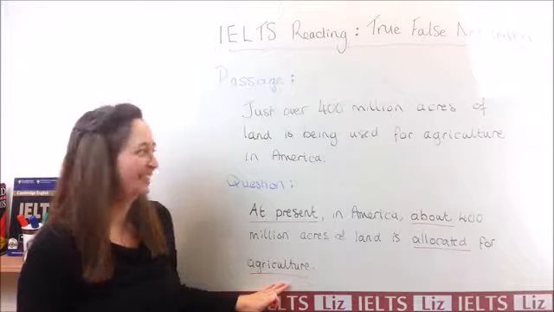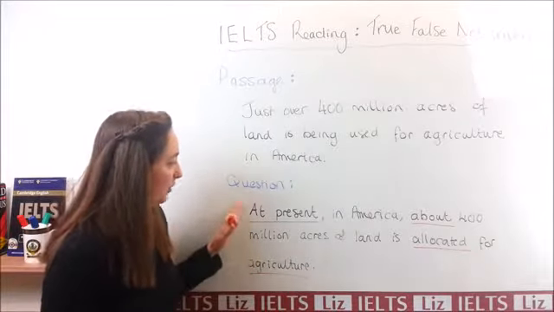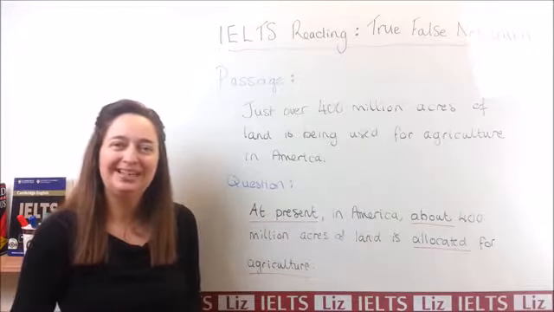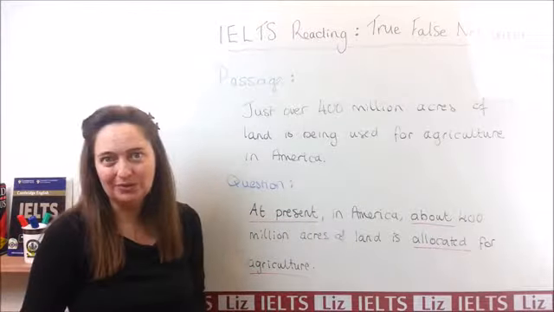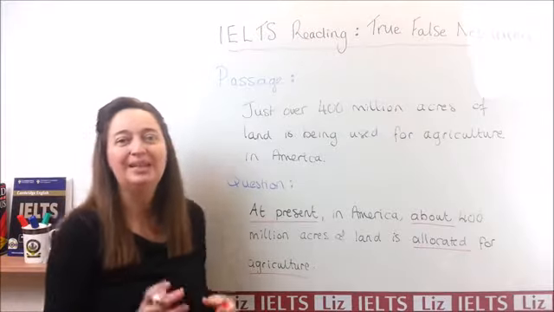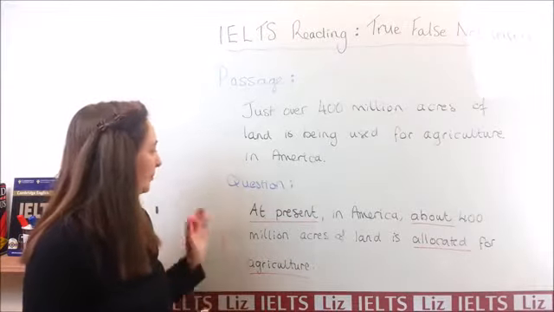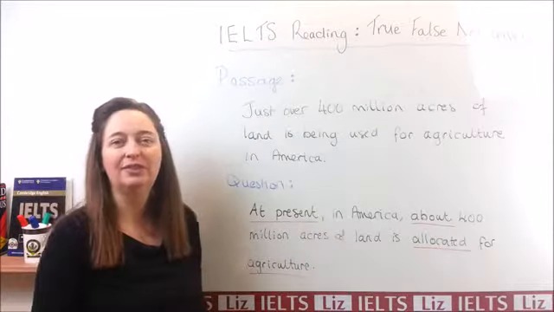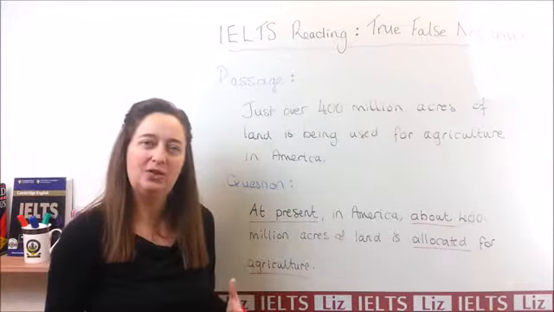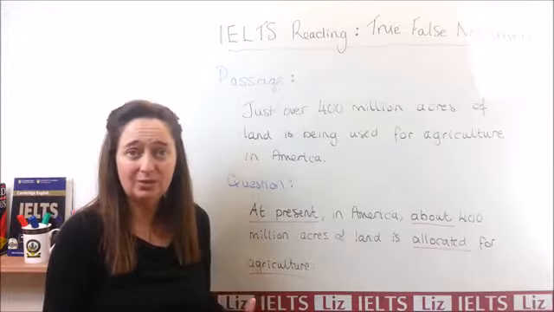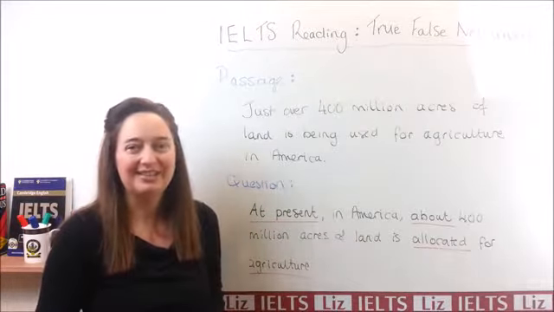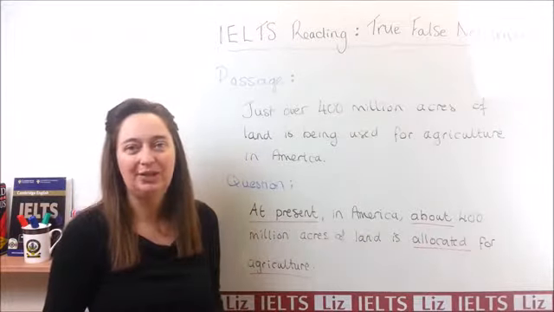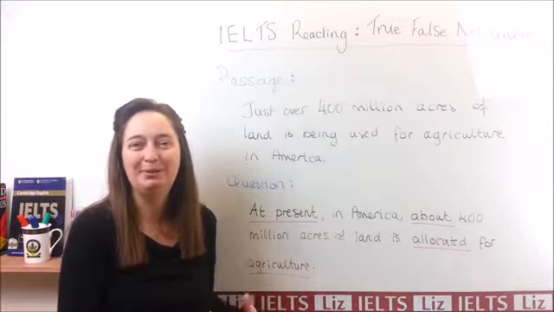Now let's look at the differences. The differences is the time phrase here and the word about. So do you think it is true, false, or not given? Well, let's have a look further. Firstly, the time phrase. There's no time phrase here. However, is there another way to know whether we're talking about the present or not? Yes, there is, and that is grammar. Your grammar tense will tell you what time period we're talking about.